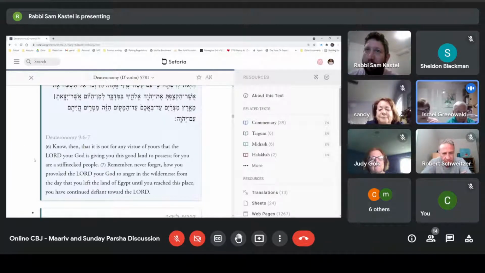Okay, I'll read it. It's Ruth. Thanks, Ruth. Know then that this is not for any virtue of yours, that the Lord your God is giving you this good land to possess, for you are a stiff-necked people. Remember, never forget, how you provoked the Lord your God to anger in the wilderness. From the day that you left the land of Egypt until you reached this place, you have continued defiant toward the Lord.